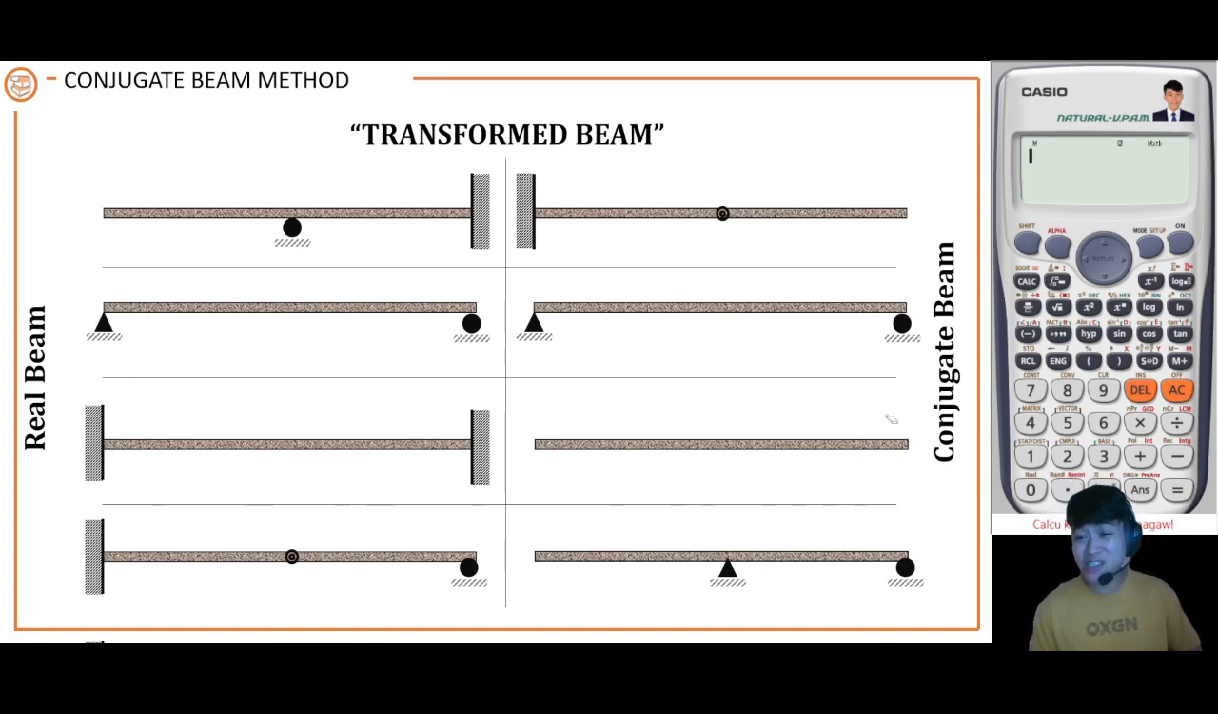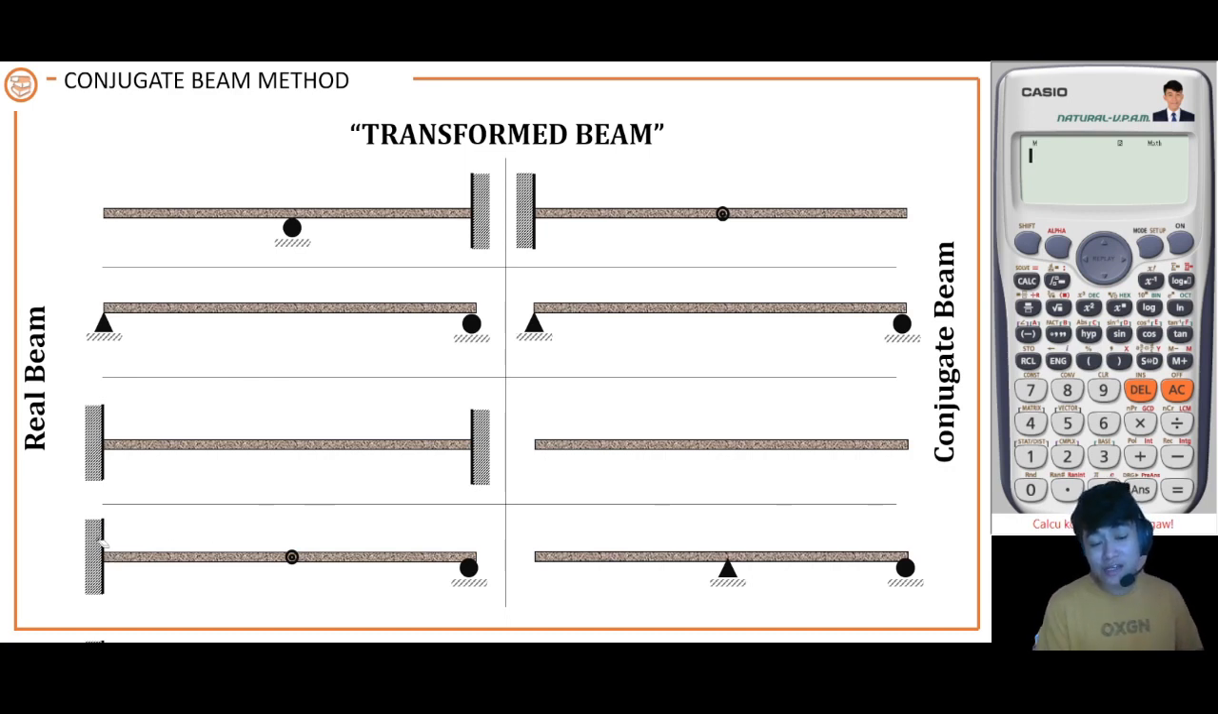So, ideally, this is not considered a beam, di ba? Kasi wala namang support. This is unstable. However, we just want to have a conjugate beam, not a realistic beam. Okay? So again, this is not a real beam, it is just conjugate.